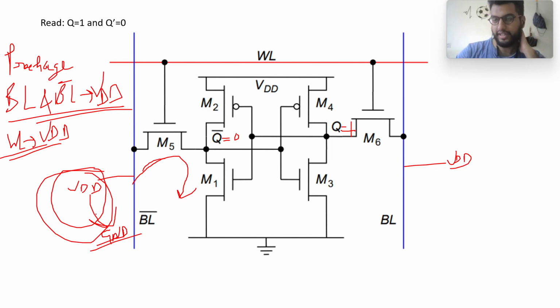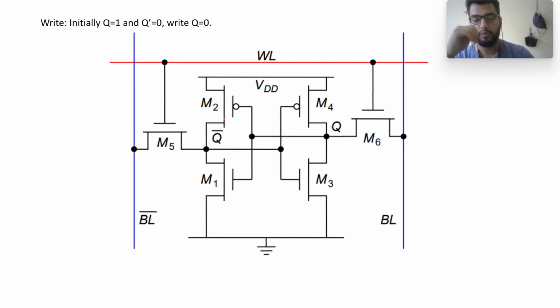Once this was VDD with the bit line complement, and now it goes to ground, that means Q bar is equal to 0 and Q equal to 1. In this way we can read the state. This was related to the read operation of the 6T SRAM cell.